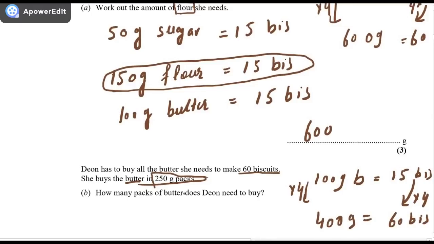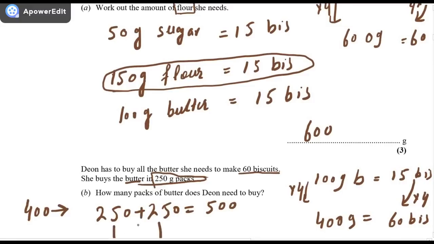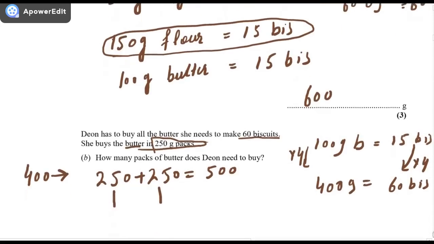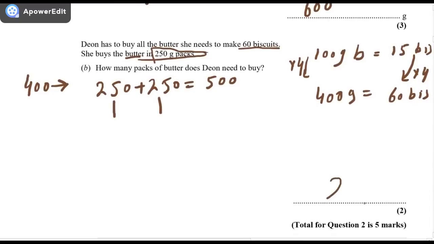Now she bought the packs, so one pack is 250. So we're gonna find out how many packs she needs. We need 400 gram of butter. So we need to find how many packs we need to buy. So 250 plus 250 is going to be 500, and she needs 400. It means we need 2 packs, because this one pack and this one pack. So she needs 2 packs of butter, and you get 5 marks.